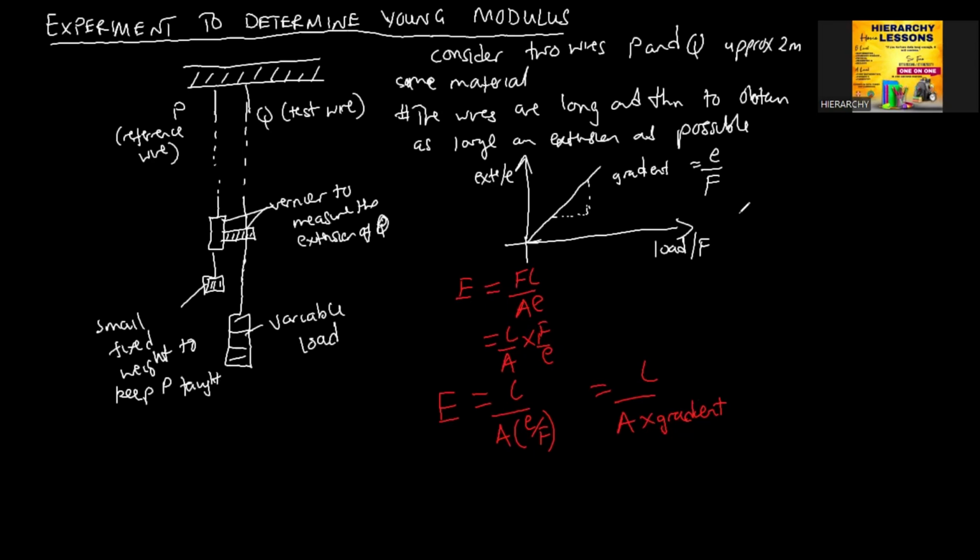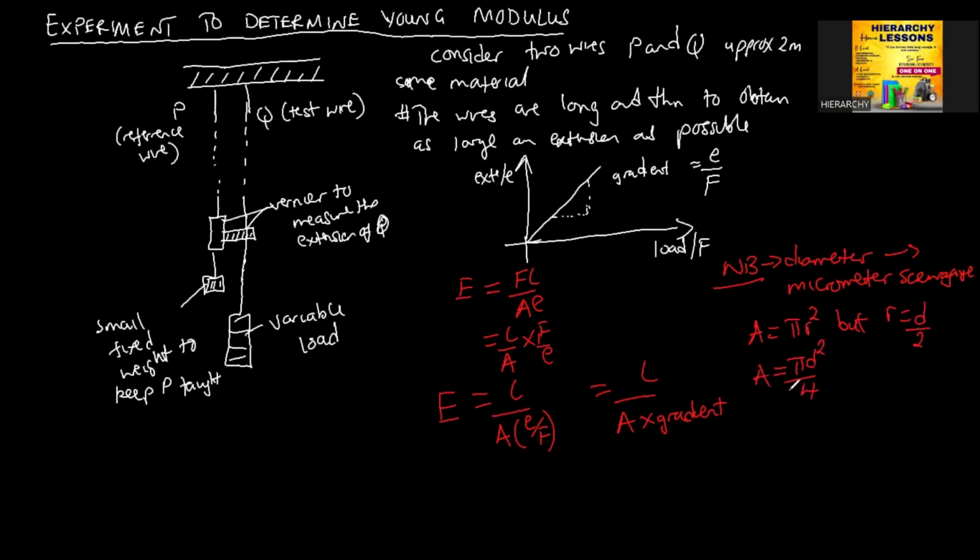There are points you need to note. The diameter and initial length of the wire are measured accurately, the diameter by a micrometer screw gauge because we need accuracy, and the length by a meter rule. The cross-sectional area A is equal to pi r squared, but r is equal to d over 2, so the area is pi d squared over 4.